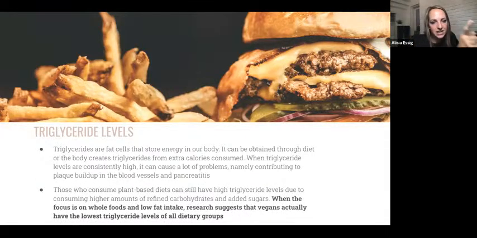So this is what's fascinating. Those who consume plant-based diets can still have high triglyceride levels, just like I said, due to consuming too many refined carbohydrates or added sugars. But when the focus is on whole foods and low fat intake, research suggests that vegans actually have the lowest triglyceride levels of all dietary groups. The research is clear. If you're doing it in the whole food plant-based way, then you really will not only be able to lose weight, but you will be incredibly healthy on the inside, which honestly is what matters more than anything.